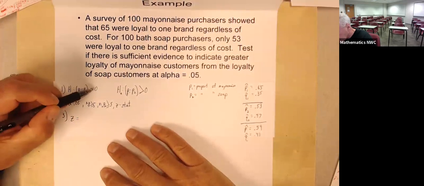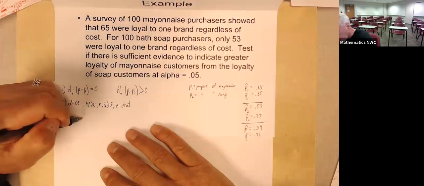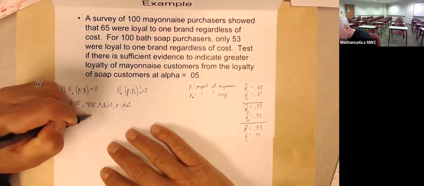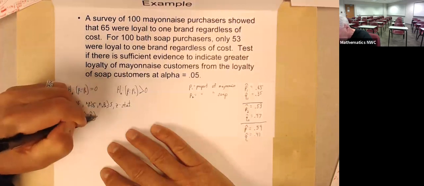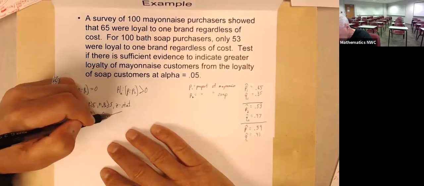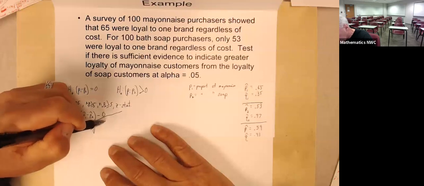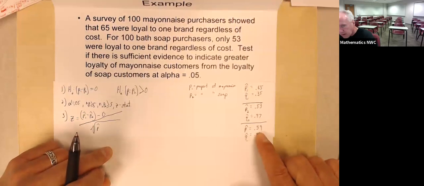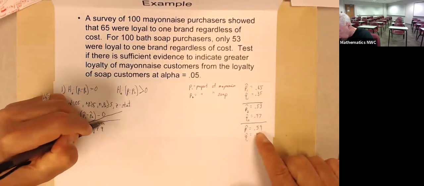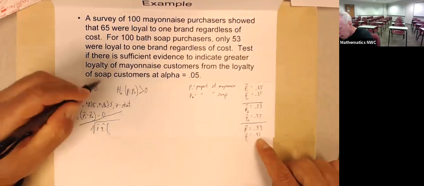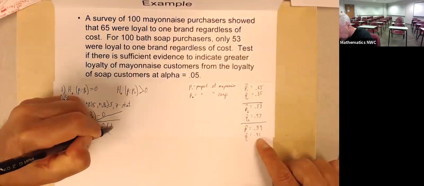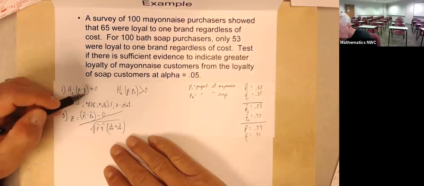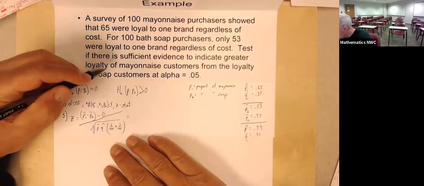My z formula, because it's equal to 0, is again the one with the p hat, general hat. So that's going to be p1 hat minus p2 hat minus our hypothesized 0, divided by the square root of p hat general, that's this one, q hat general, that's the complement, times 1 over each sample size. Both samples were 100. So you would plug that in. I guess I can at least show it here this time.